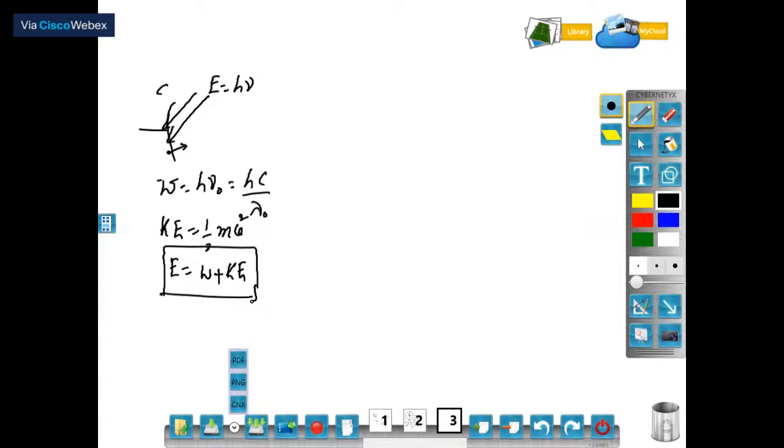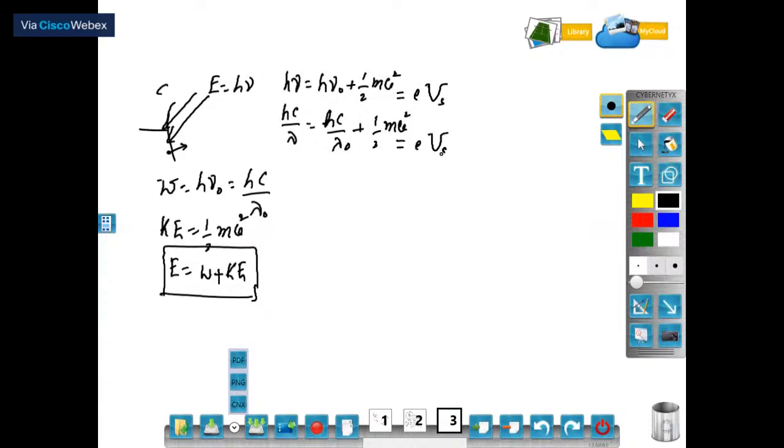Of course, there are various versions of this equation: E is equal to h nu, that is equal to h nu naught plus half mv square. This can also be written as hc by lambda, that is equal to hc by lambda naught plus half mv square. As I told you, this half mv square can be equated to e into Vs. The incident light's wavelength could be given, and the work function or threshold frequency could be given, and the kinetic energy or the stopping potential could be given.